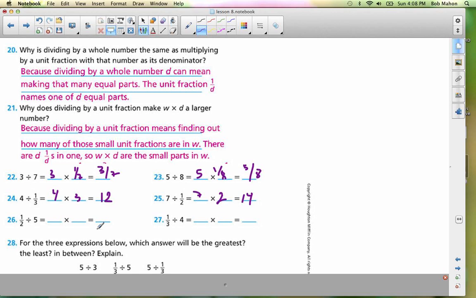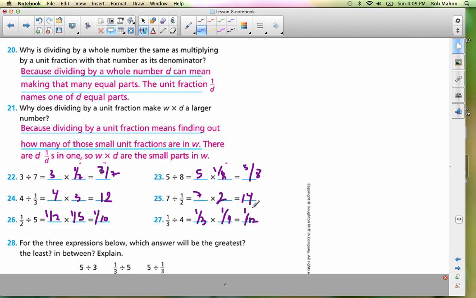Okay. Half divided by 5 is the same thing as saying half times 1/5. Okay, it's just a little inverse operation. Times 1/5, so it's 1/10. Okay. 1/3 divided by 4 is the same thing as saying 1/3 times 1/4, which is 1/12.